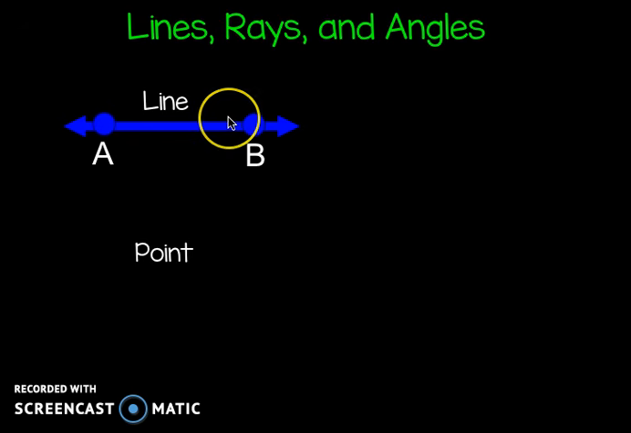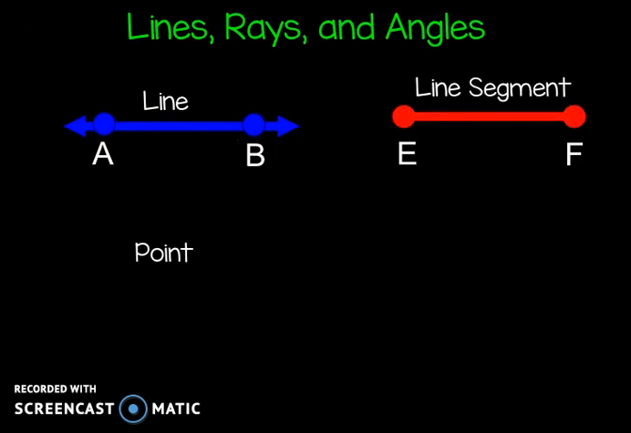So now let's take this point and put it onto this line. Well, this line has endless points, and I've chosen A and B just as a way to identify this as a line. This line goes on forever, and I know that because there are arrows on each end, and that's what makes a line a line. It goes on forever, and I know it by these arrows. That is different than this line segment. This is line segment EF.